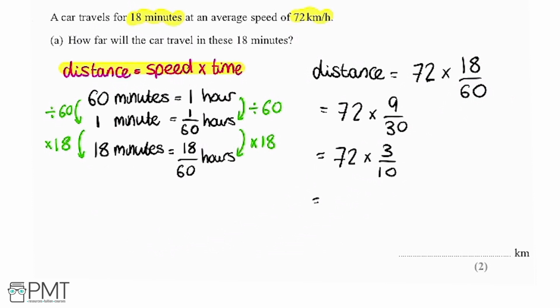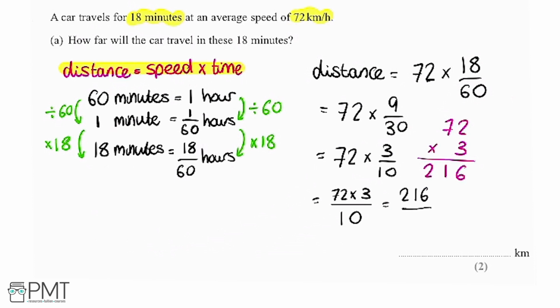What we're going to have here is on the top, 72 multiplied by 3, and on the bottom, 10. So to quickly work out what 72 multiplied by 3 is: if we multiply the 3 and the 2, we get 6. And the 3 and the 7, then we get 21. So that's 216. So that's 216 divided by 10, which equals 21.6. And that would be kilometers, because that's the unit of distance we've been working with throughout the question.